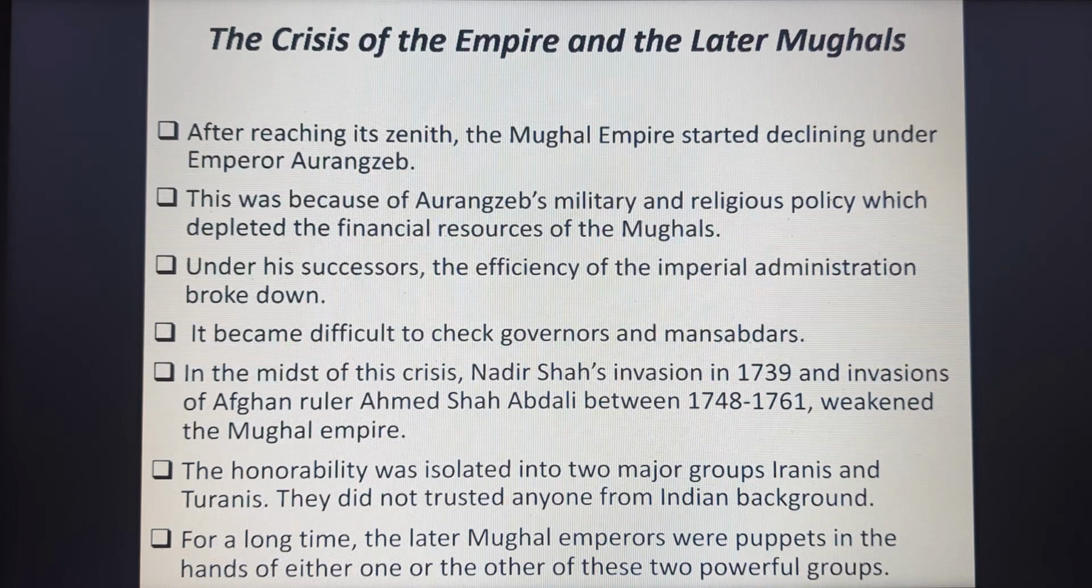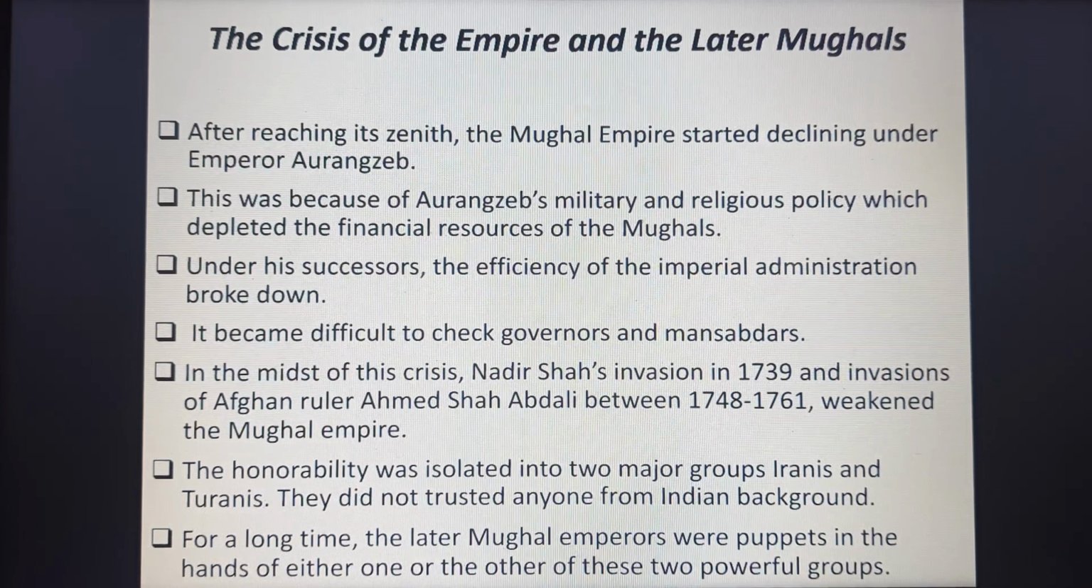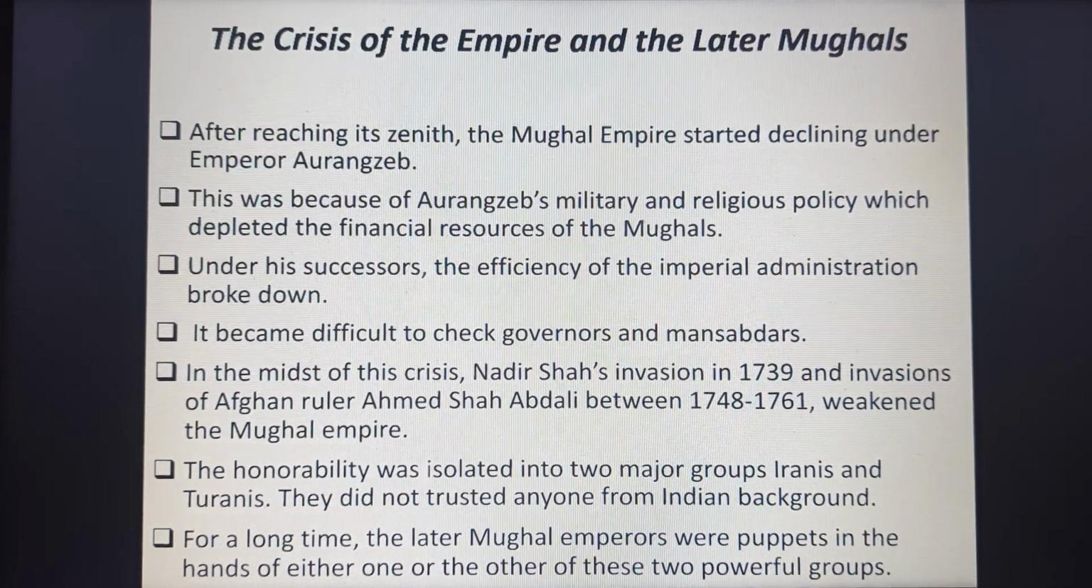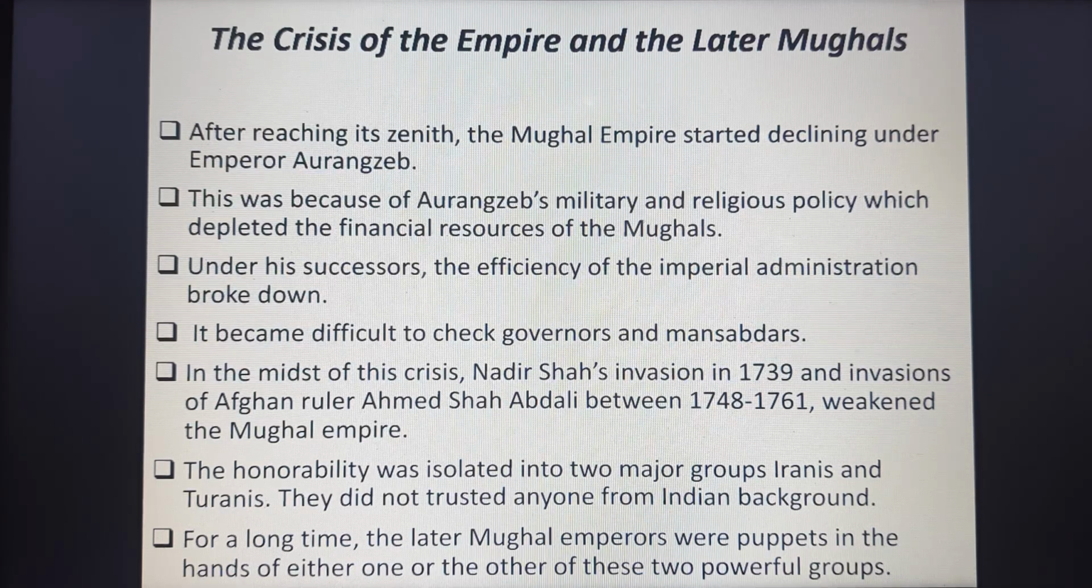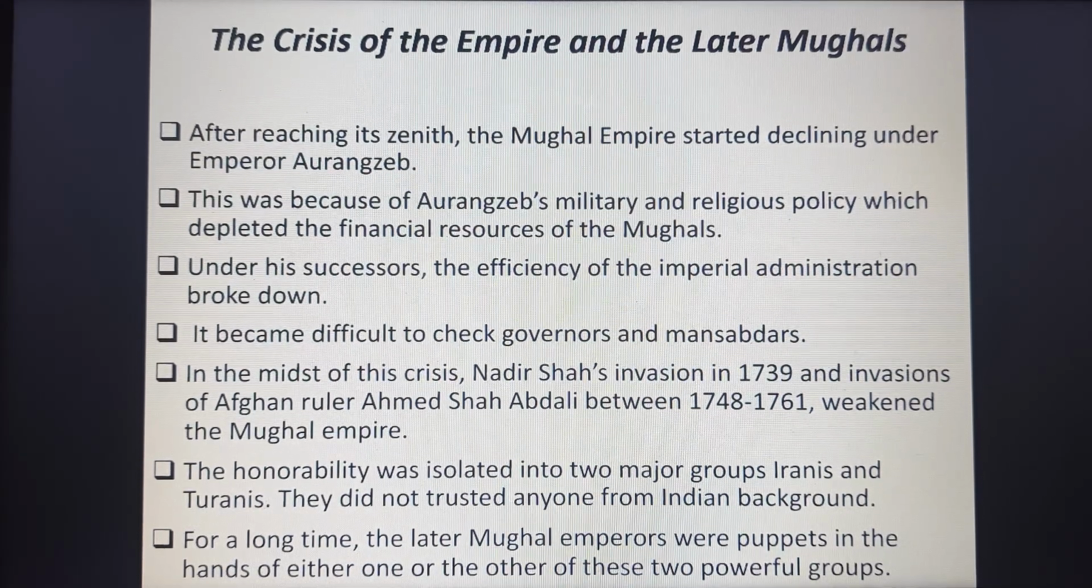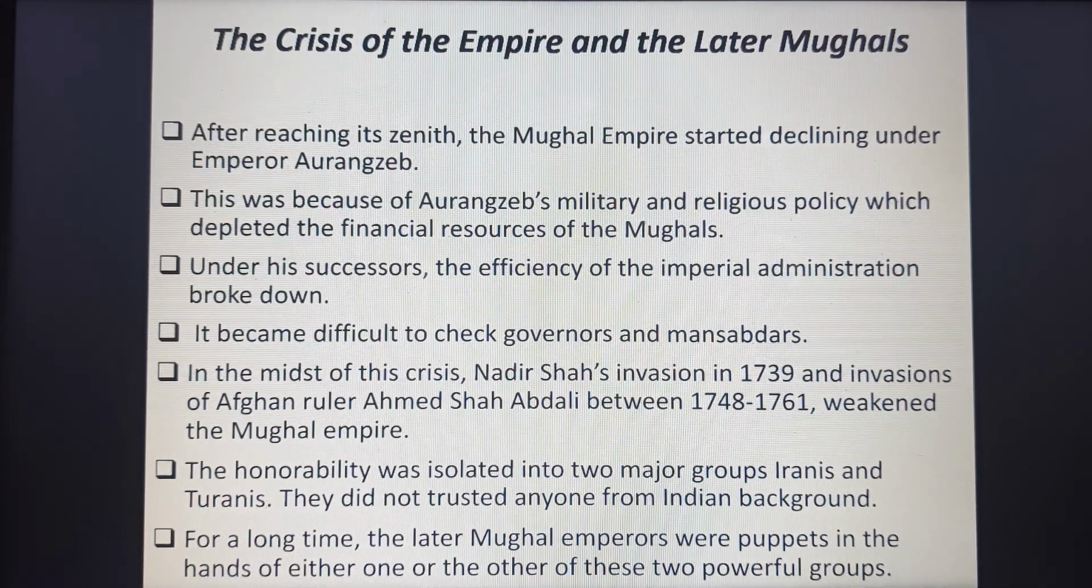In the midst of the crisis, Nadir Shah's invasion in 1739 and the invasions of the Afghan ruler Ahmad Shah Abdali between 1748 and 1761 weakened the Mughal Empire. These were the times when Nadir Shah and Ahmad Shah Abdali attacked the Mughal Empire and totally looted Delhi, as history says. When you read it thoroughly, you will find that they left the city in ruins. The nobility was divided into two major groups, Iranis and Turanis.